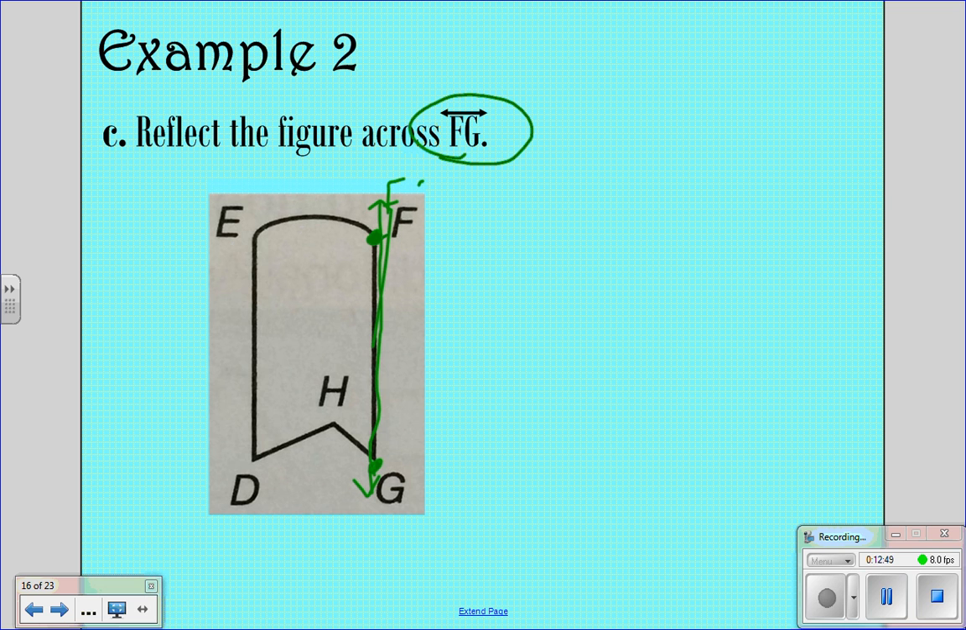And then we're going to just reflect it. And so this point here is going to be E prime. And then down here is going to be D prime. This point here is going to be H prime. And then G and G prime are going to be in the same location. They are both touching this line right here.